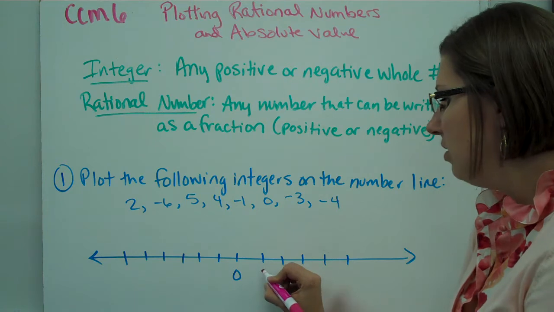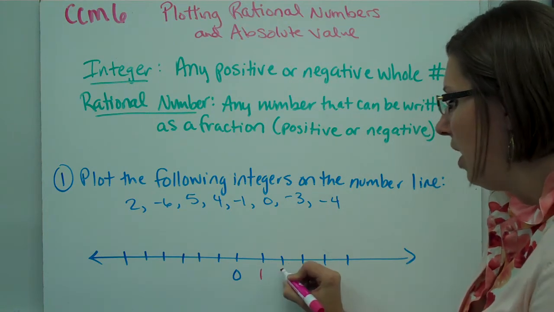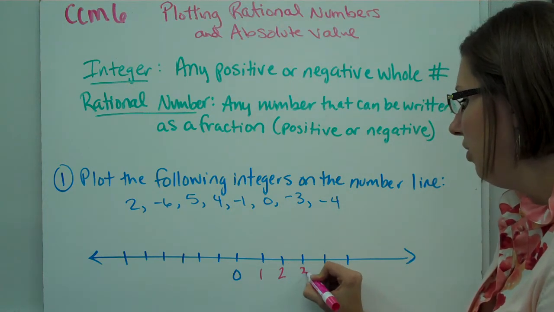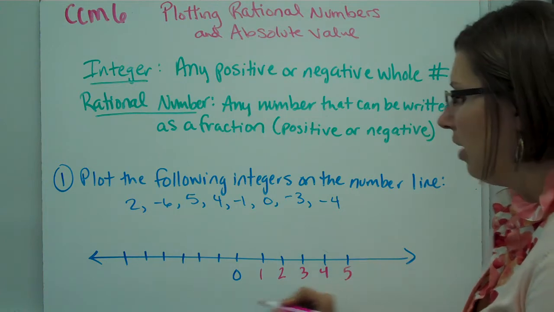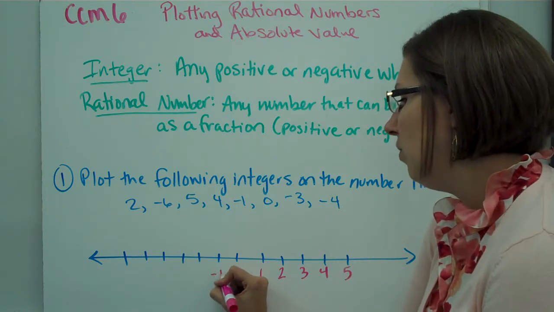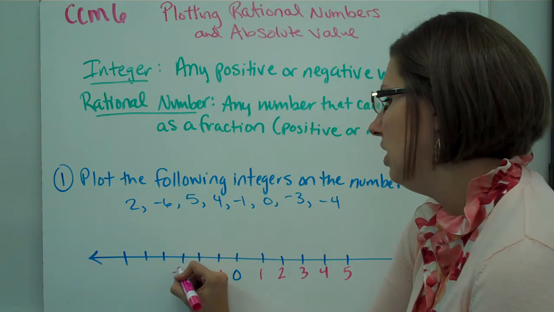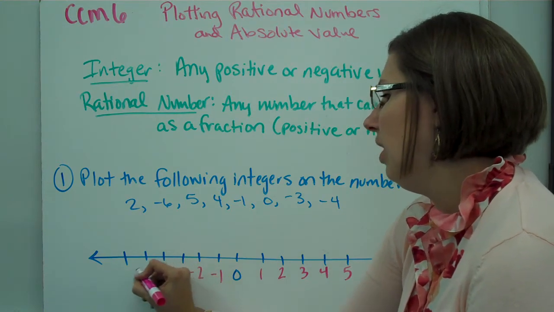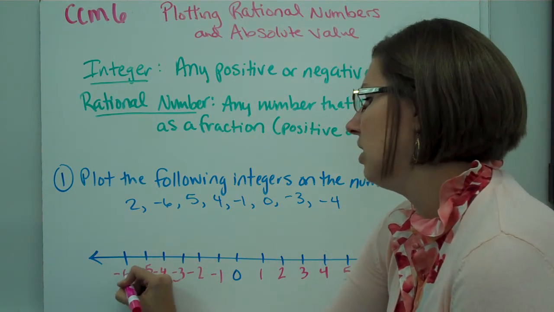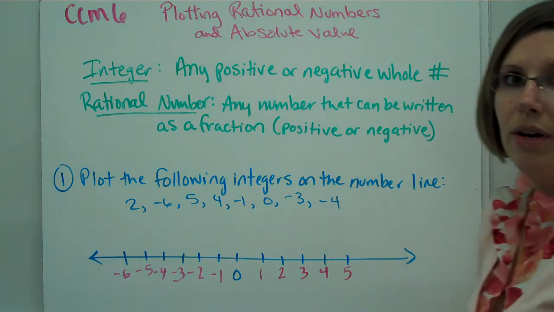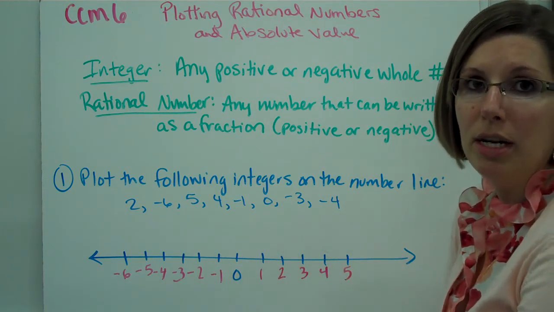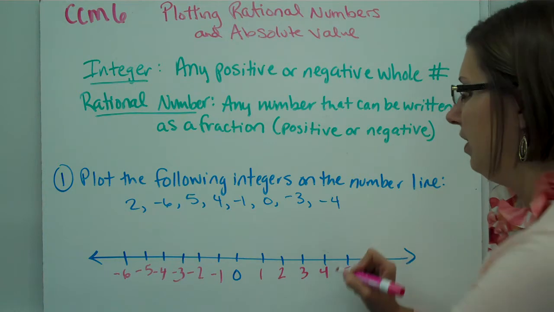So I've got 0. If I go right, that's positive: 1, 2, 3, 4, and 5. If I go left, that's negative: negative 1, negative 2, negative 3, negative 4, negative 5, and negative 6. So I've gone through and I've created my number line. Now I just need to plot the numbers that I have listed.